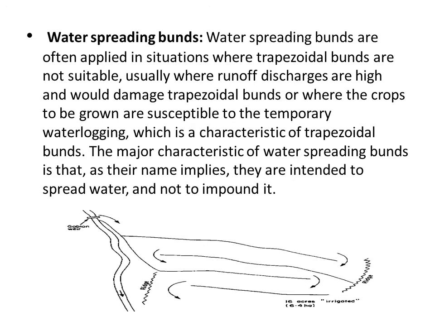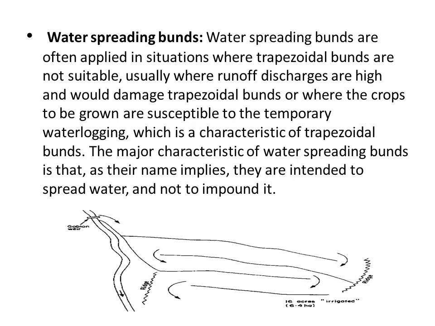Water spreading bunds. Water spreading bunds are often applied in situations where trapezoidal bunds are not suitable, usually where runoff discharges are high and would damage trapezoidal bunds, or where the crops to be grown are susceptible to temporary waterlogging, which is a characteristic of trapezoidal bunds.